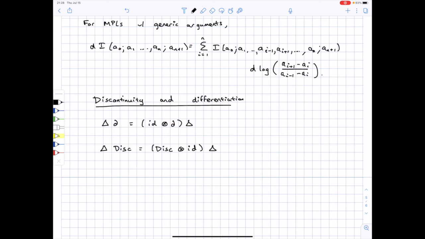So this has been proved for generic arguments, and again for non-generic arguments you have to be more careful, but in many cases it continues to hold. And this will turn out to be useful when we apply these operations to multiple polylogs that appear in Feynman integrals or the Feynman integrals themselves.